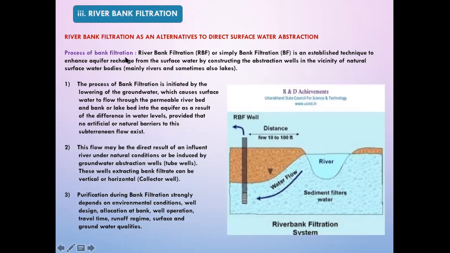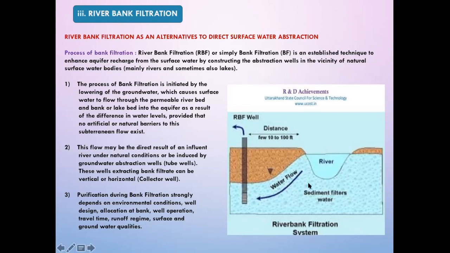River bank filtration as an alternative to direct surface water abstraction. The process of bank filtration, or simply river bank filtration, RBF, or simply bank filtration, BF, is an established technique to enhance aquifer recharge from the surface water by constructing the abstraction wells in the vicinity of natural surface water bodies, mainly rivers and sometimes also lakes.